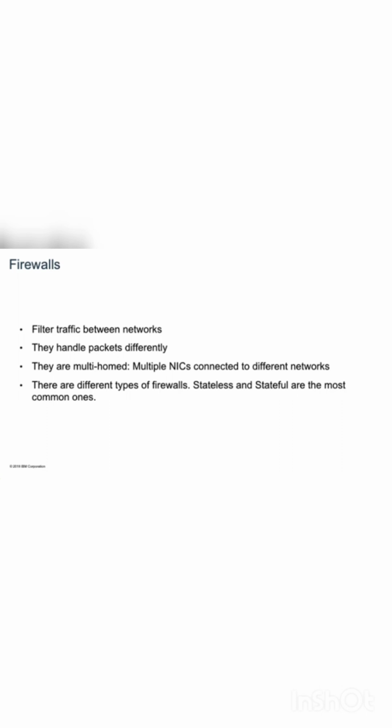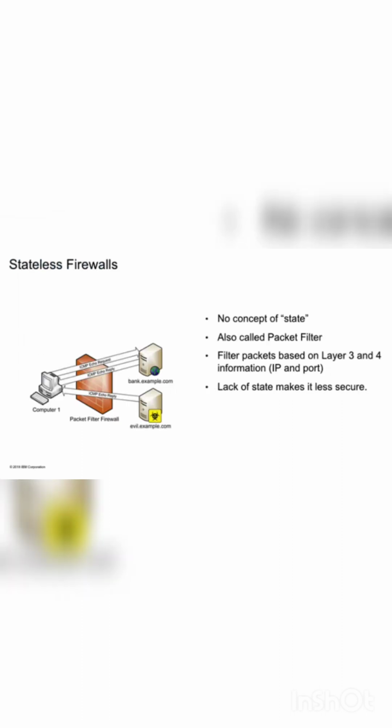There are also different types of firewalls, but we'll go over a few of them, stateless and stateful, which are the most common ones. And we will see which is the more secure one. Stateless firewalls, as the word says, have no concept of state. They can also be called packet filters. They make their decisions based on layer 3 and layer 4 information, meaning IP and port. They lack the sense of state, and of course they're less secure.